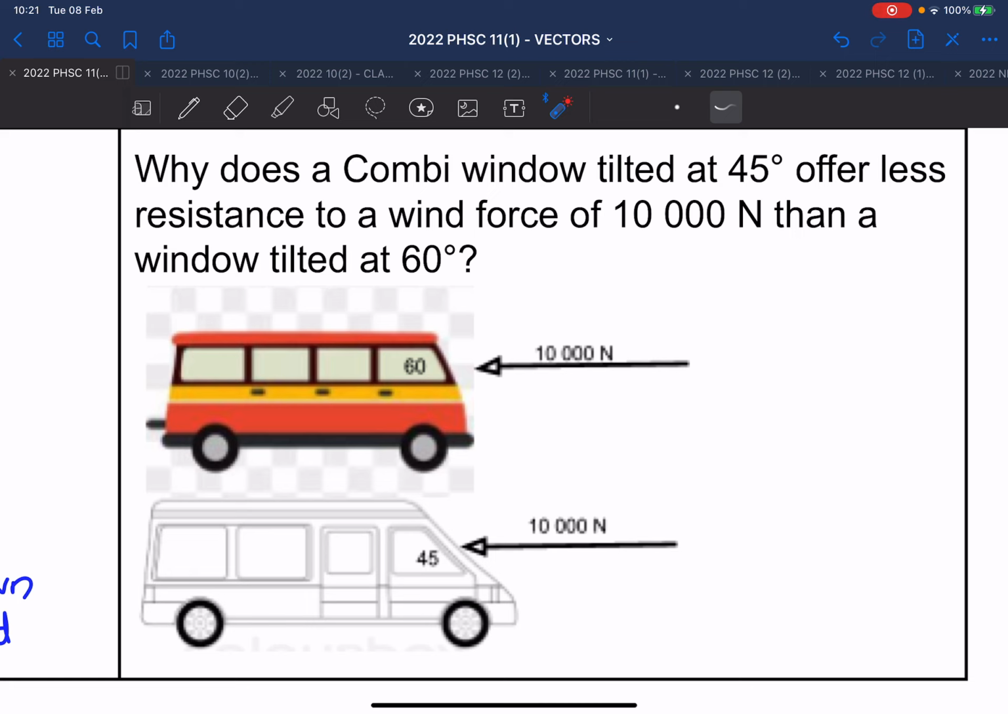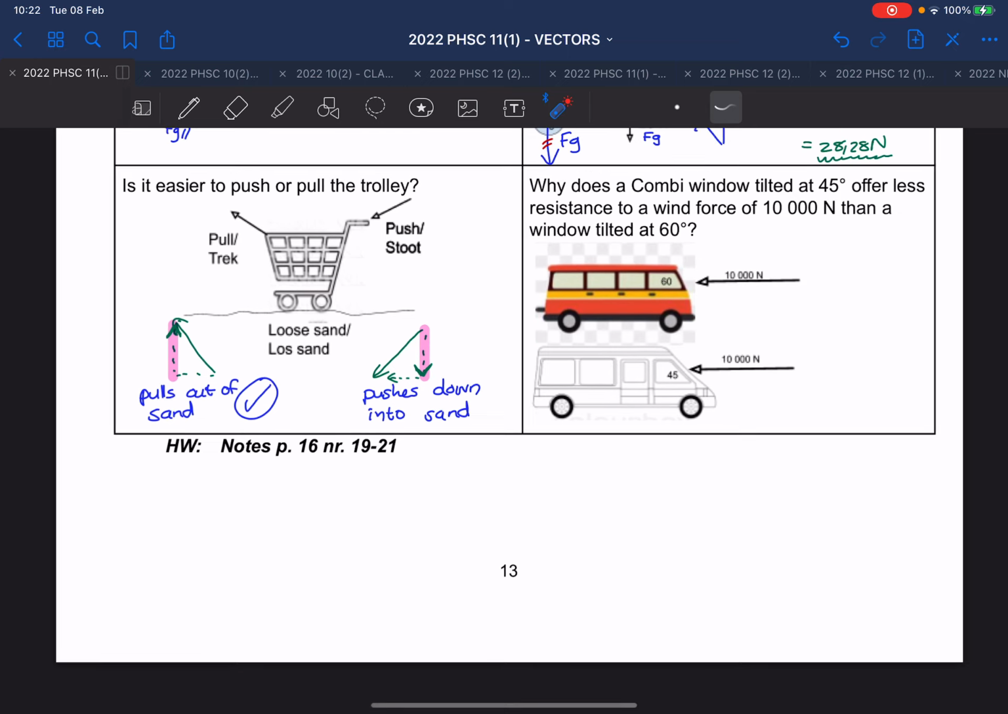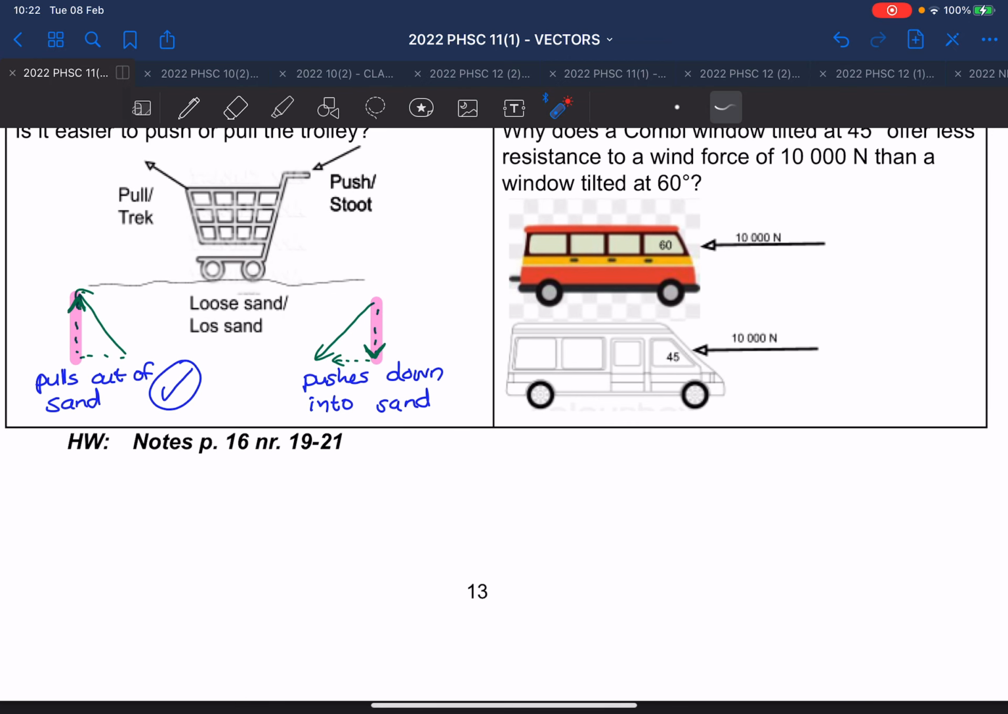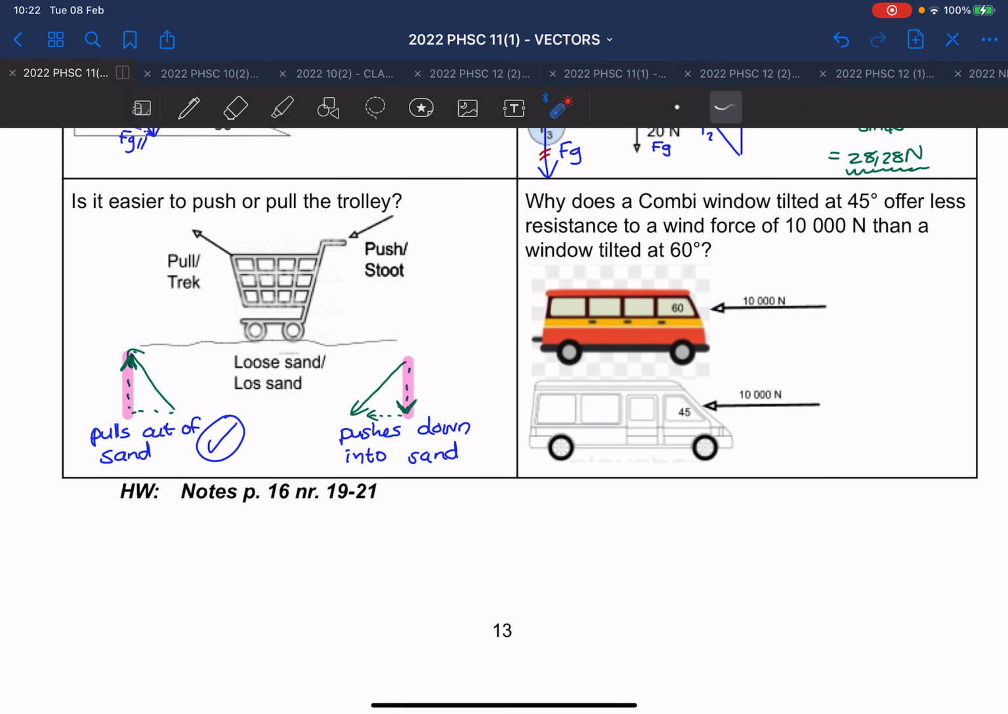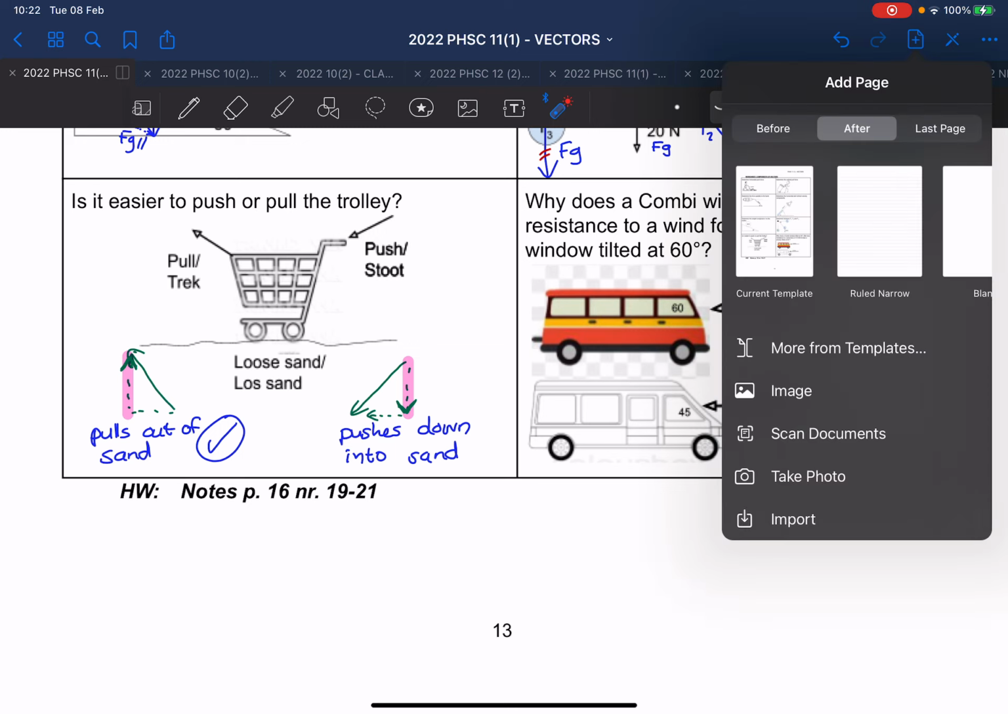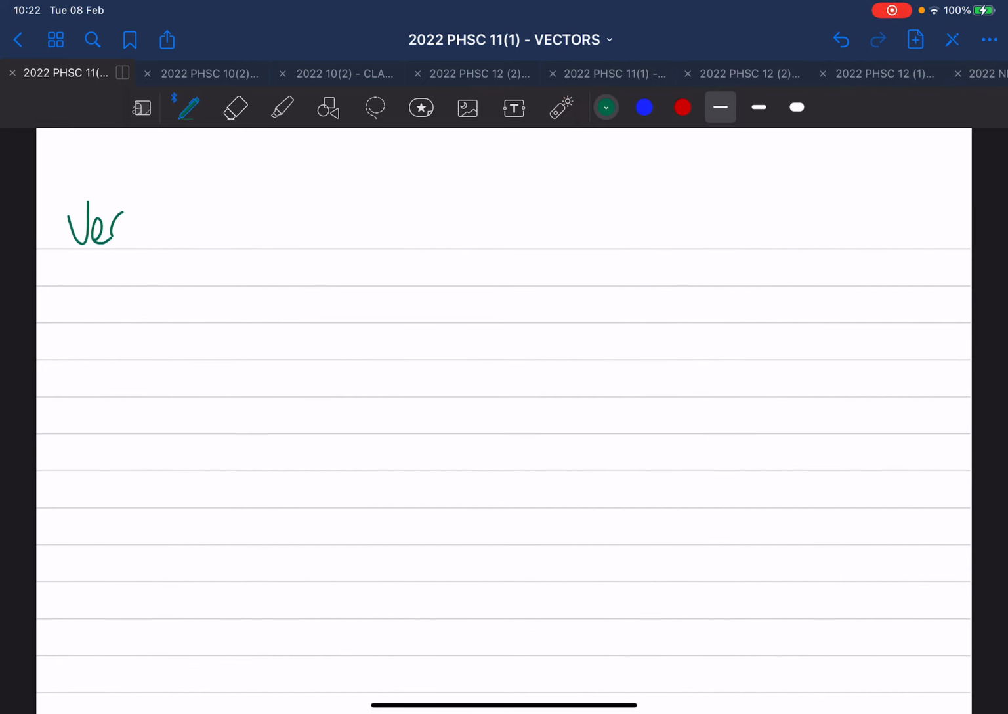All right. Now we are going to prove this mathematically. You can either do it in your writing book, draw it big, or I'm going to do it quite small here at the bottom. If you want to do it in your writing book, then you're going to write vectors, page 13, example, combi. You're all doing it in your writing book, then I'll join you in writing. So we have vectors, page 13, and today is the 8th of the 2nd.